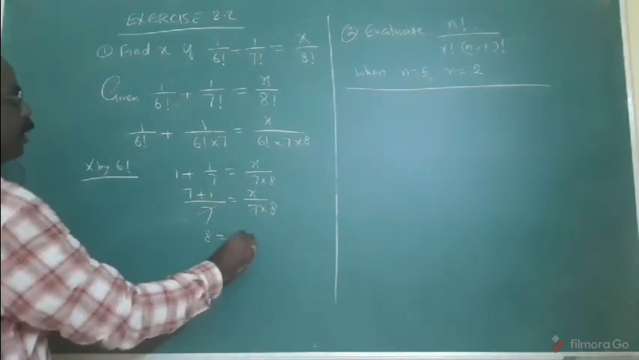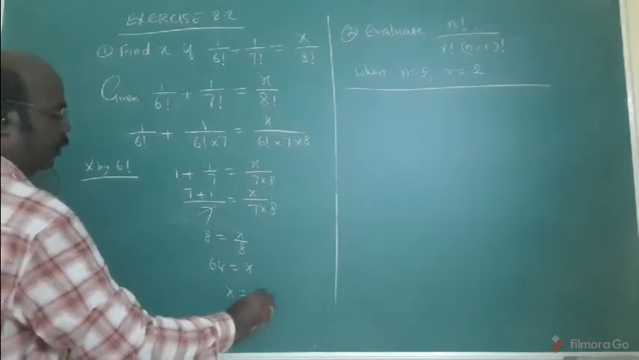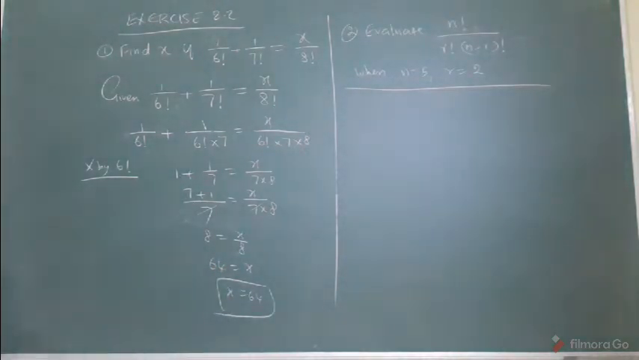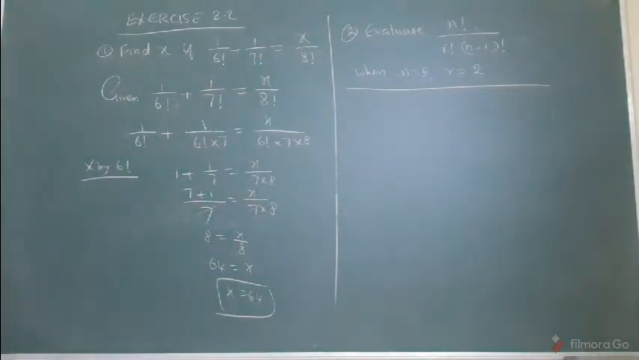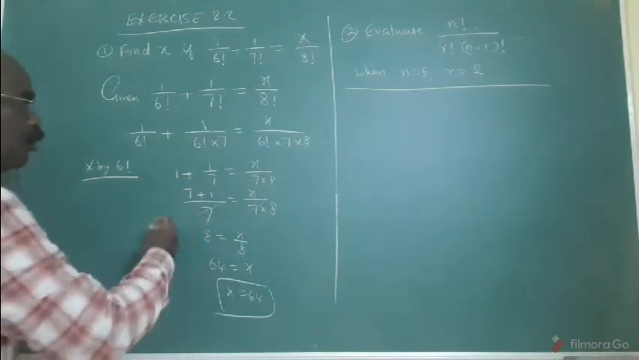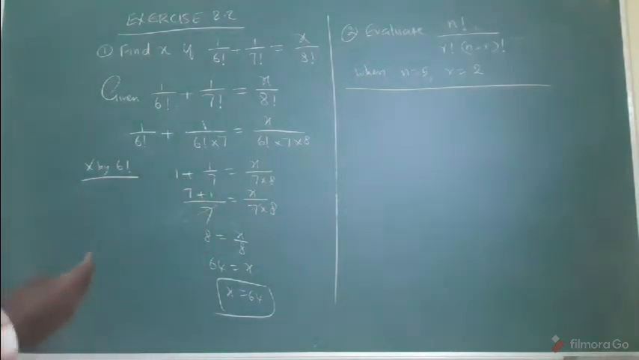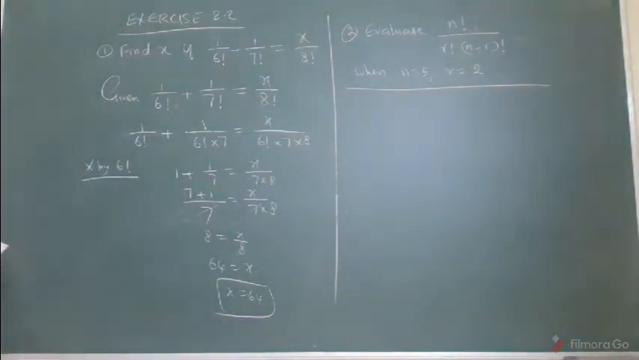8 equal to x by 8. Cross multiply: 64 into x. X equals 64. Am I correct? This is the answer. You want x, so you should remove factorial. That's why, with this small idea, the maximum number is reduced to the minimum number. The minimum is 6 factorial. That's why the other numbers also reduce to the previous number. In this way, we get 6 factorial, 6 factorial, 6 factorial. All 6 factorial cancel because you want to multiply. 64 is the answer.